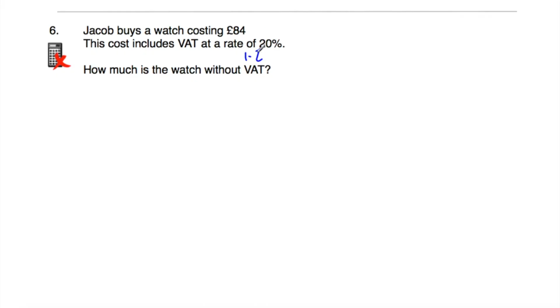So if we divide by the multiplier, that will give us the price of the watch without VAT, or before the VAT was added. So £84 divided by 1.2. And if we do that division, we'll find the cost of the watch before the VAT was added. So we just need to do 84 divided by 1.2.